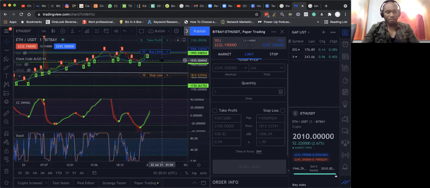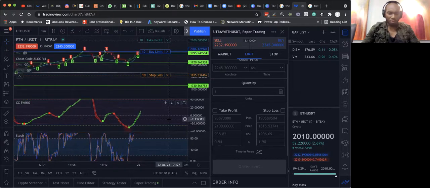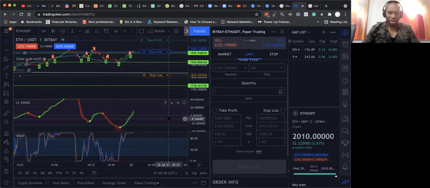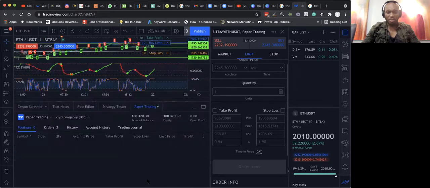Let me see. All right, so we're going to let this thing play out. It's a 5-minute chart, and I'm expecting this chart setup to play out within the next 30 minutes to an hour. So we'll see what happens. Hopefully we read the chart correctly.